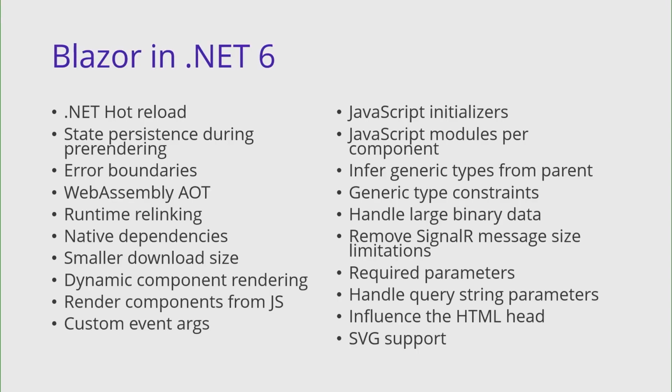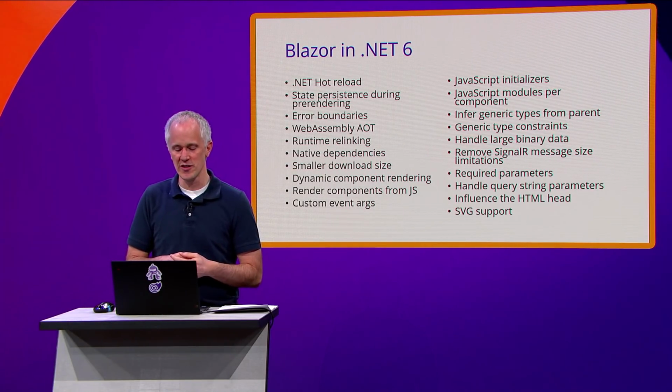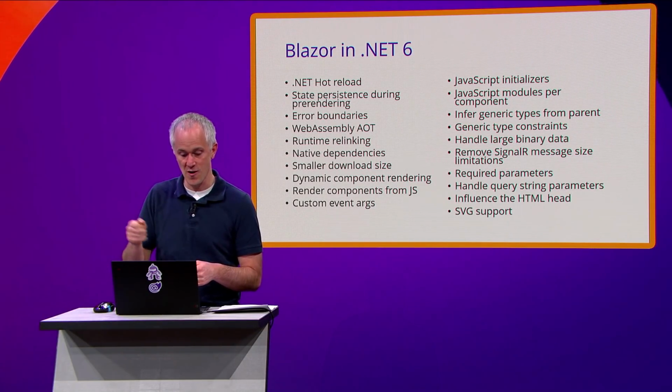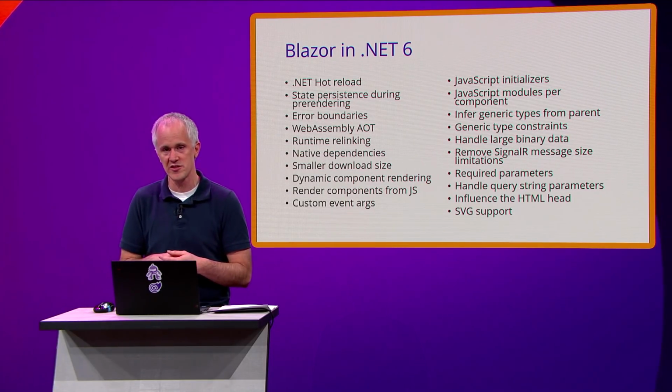We have a whole new tool chain for dealing with WebAssembly in Blazor WebAssembly apps. You can do ahead-of-time compilation for much better runtime perf. You can link in native dependencies into your Blazor WebAssembly application. You can also relink the runtime to remove unused features. We'll be talking a lot about these new WebAssembly features in Steve Sanderson's talk tomorrow. The download size of Blazor WebAssembly apps is much smaller in .NET 6.